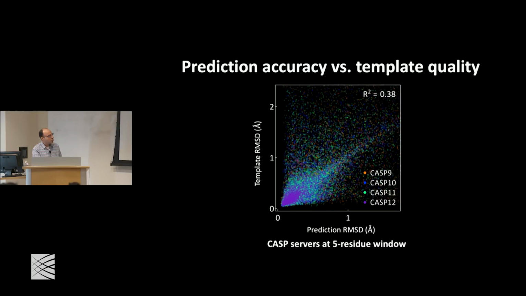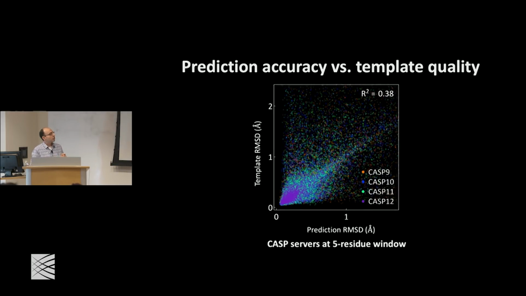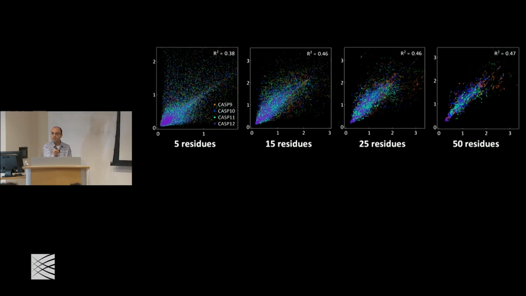And I'm doing this for small windows here. So for windows of 5 residues, I'm looking at various CASPs, at the correlation between the template and the best prediction. And what you see is that it's a reasonable correlation. And this correlation holds at different length scales, suggesting that the methods work well when there are good templates, and don't work well when there are no good templates.